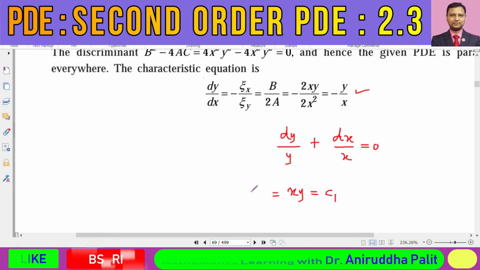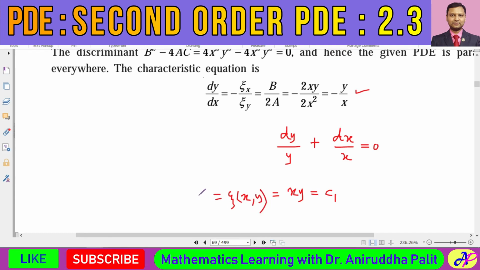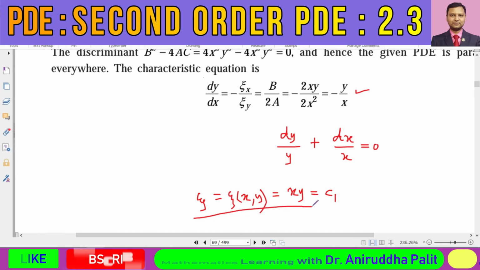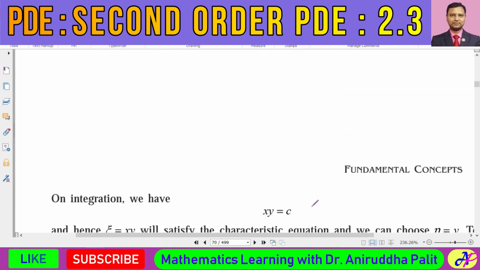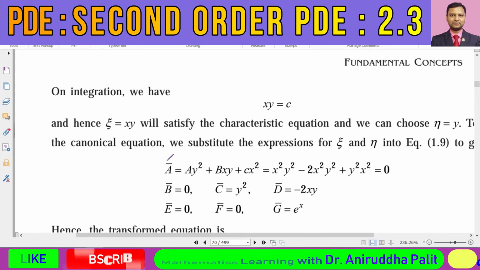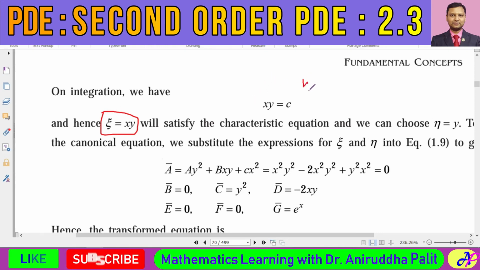So we can choose this expression to be the function chi, or we can say that chi of x comma y is equal to x into y. So this is the expression of chi. So in this way we got the expression of chi. If you consider this example, you got the expression of chi, that chi is equal to xy. Now how to choose eta? The second problem, how to choose eta?